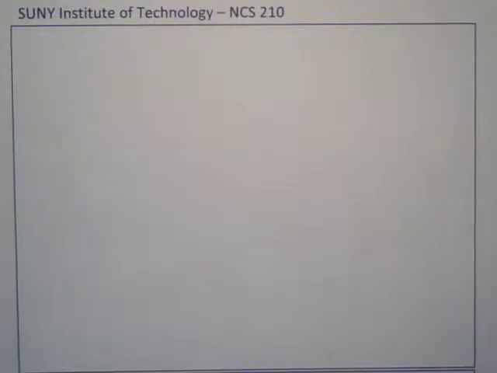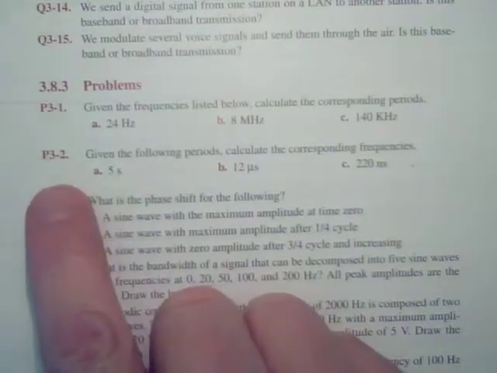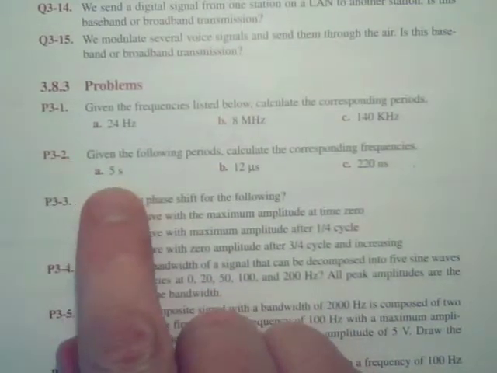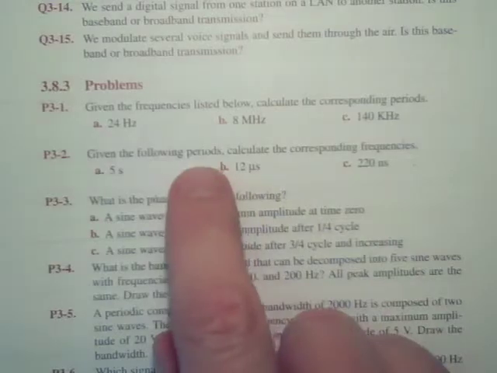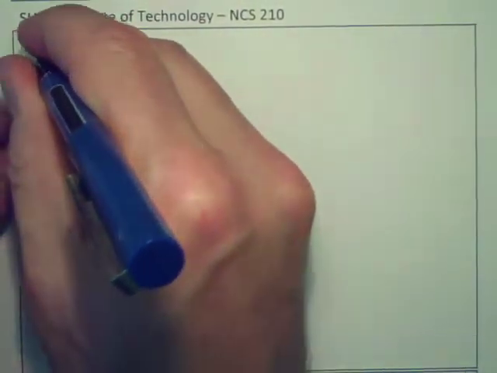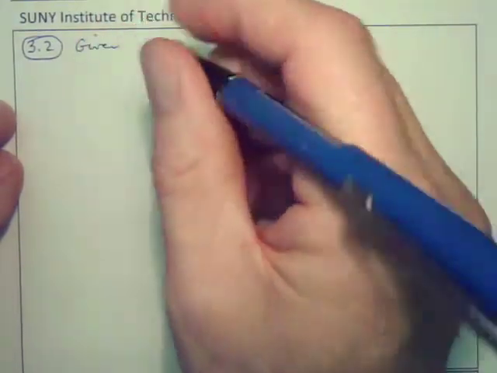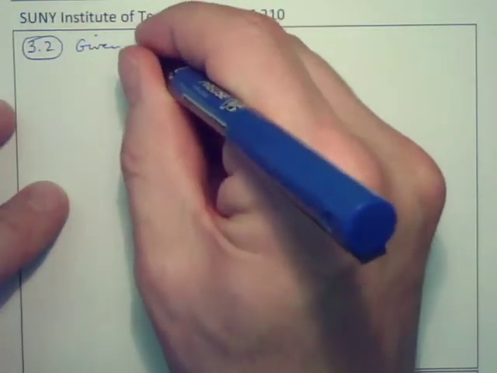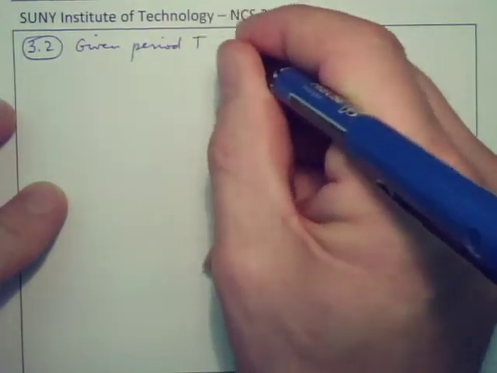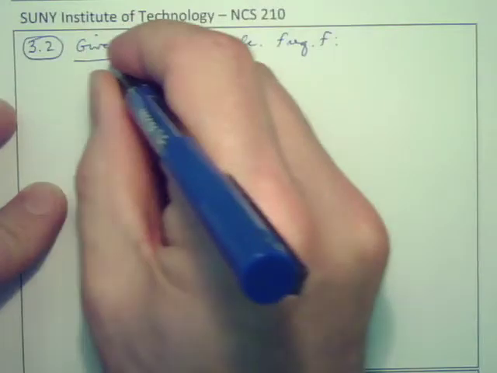I'm here doing some homework problems for NCS 210, from chapter 3 of Forouzan, and I'm going to do problem 3.2. Here they give us the period, and they want us to calculate the frequency. So I'll label this as 3.2: given the period T, calculate the frequency F.